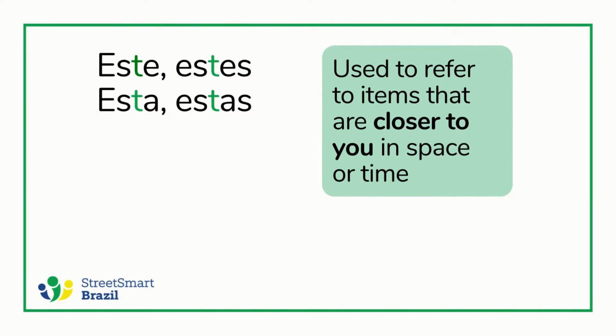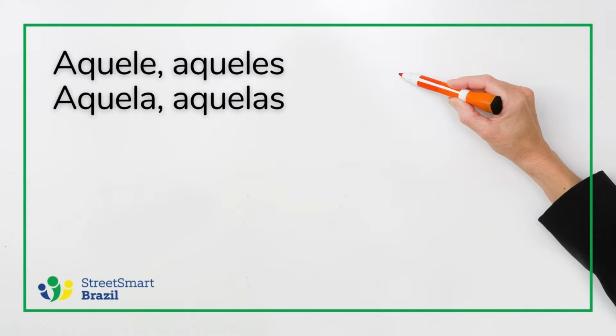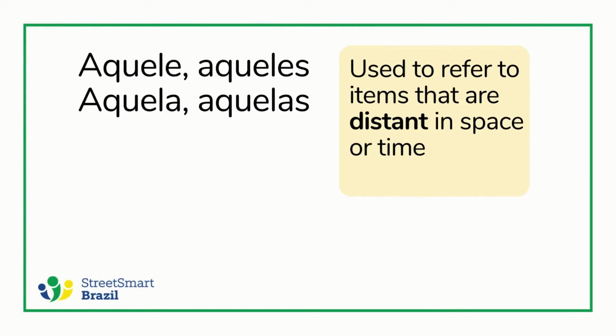Este and the plural estes and the feminine esta, the plural estas, you use those to refer to items that are closer to you in space or time, and I will show you these in examples in just a moment. Esse, esses, essa, essas are used to refer to items that are closer to the other person in space or time. And we also have aquele, aqueles, aquela, aquelas, which are used to refer to items that are more distant.